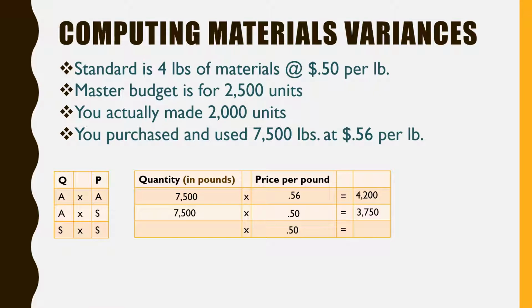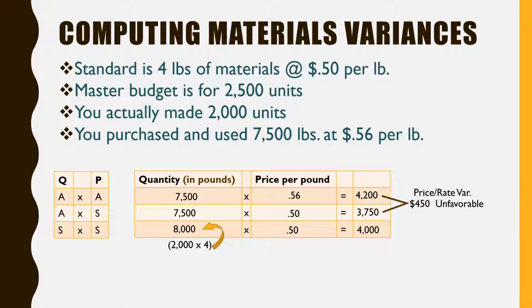And then we've got one little space then where I've got to come up with the standard number of pounds I should have used to make 2,000 units. So that's the only number you really have to calculate. Remember, you always want to use the actual number of units. So the 2,000 times the 4 is that 8,000 pounds that we found in the prior slide. That's how much you should have used to do what you did. So the 8,000 times 50, I should have spent $4,000. I really spent 4,200.